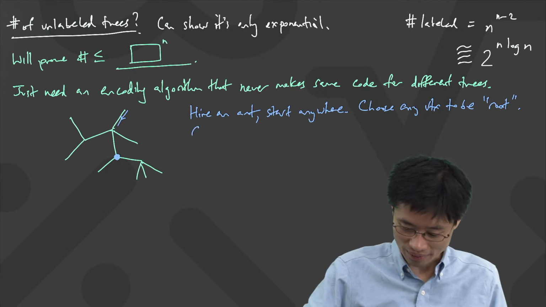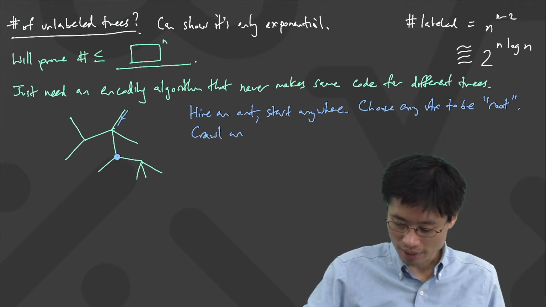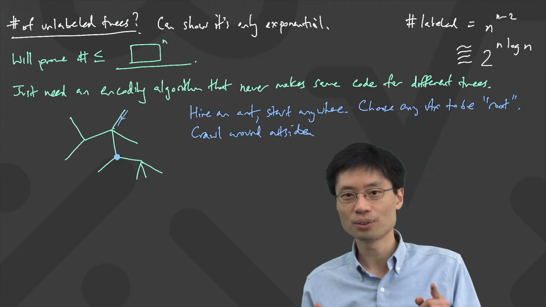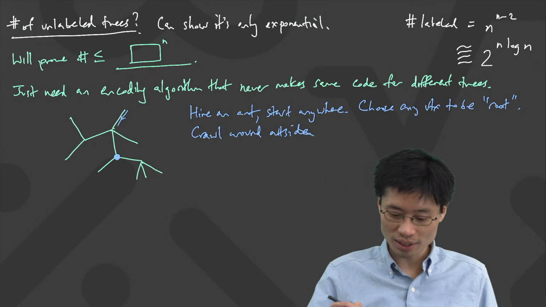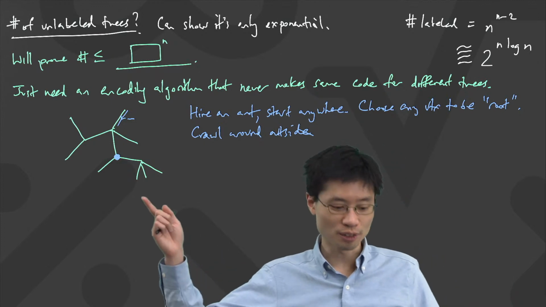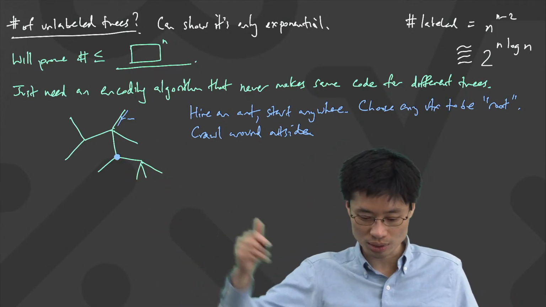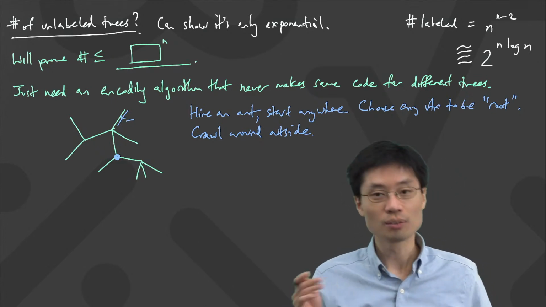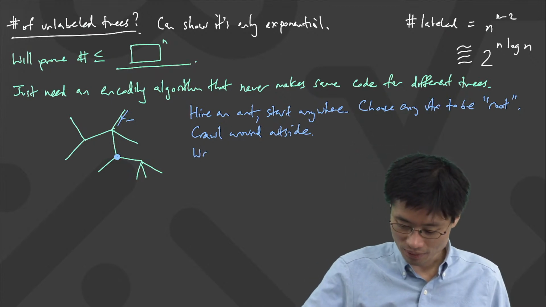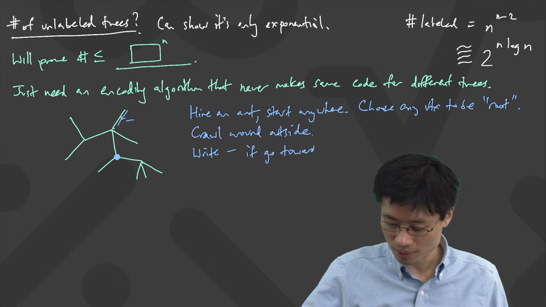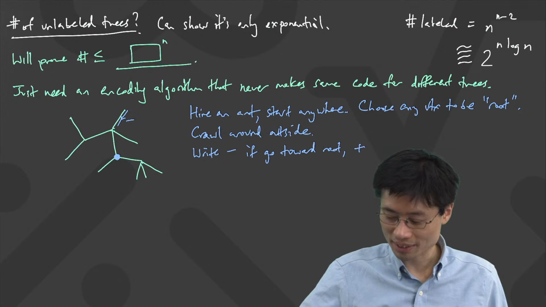All right, so hire an ant, start anywhere, choose any vertex to be the root, and now start crawling around the outside. The ant is going to remember for each of its moves whether it got closer to the root or farther from the root. So the first thing, I'll call it a minus, because it got closer to the root. A minus if you go toward the root, and I guess there would be a plus if you go away from the root.